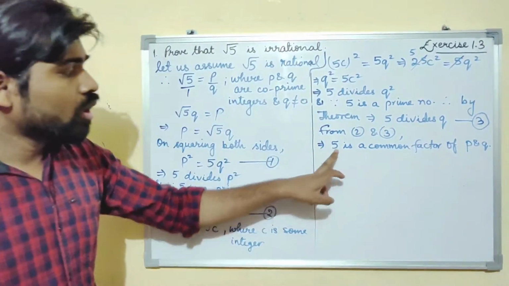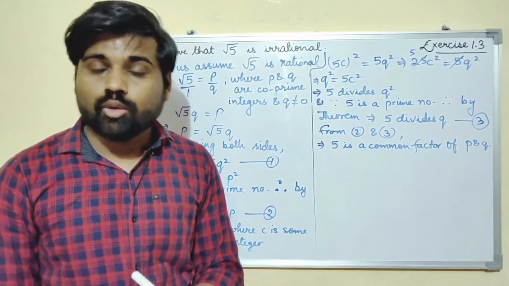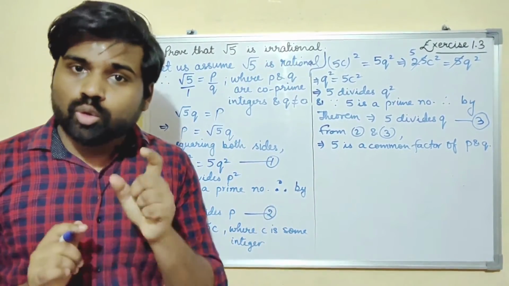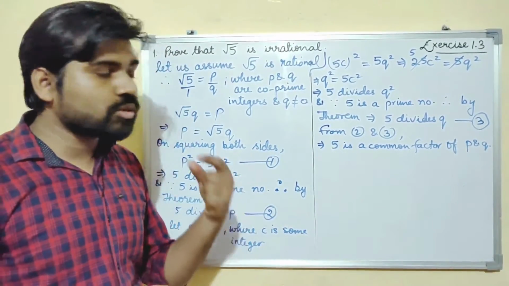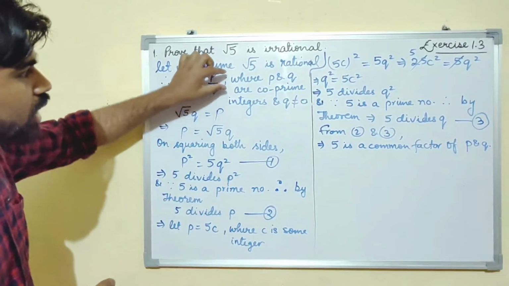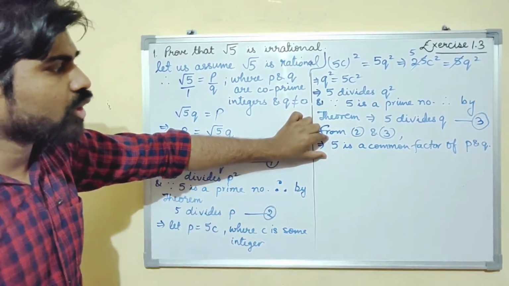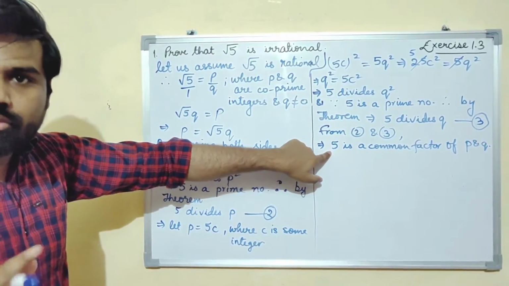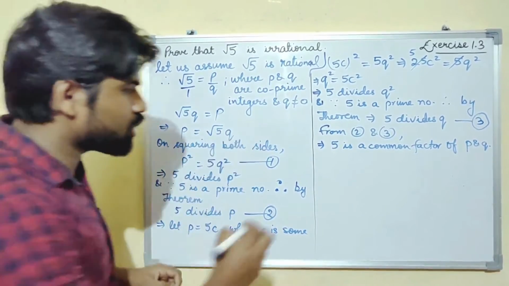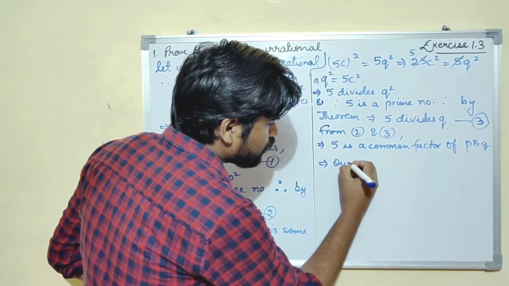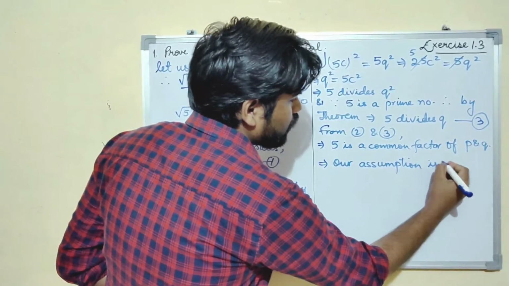Now since 5 is a common factor of p and q, can we say that p and q are co-prime integers? No, because co-prime integers are those numbers which have 1 only as their common factor. We began with p and q being co-prime integers and we ended with p and q having a common factor 5 also. Other than 1, they have 5 as a common factor. That means our assumption is wrong, right?